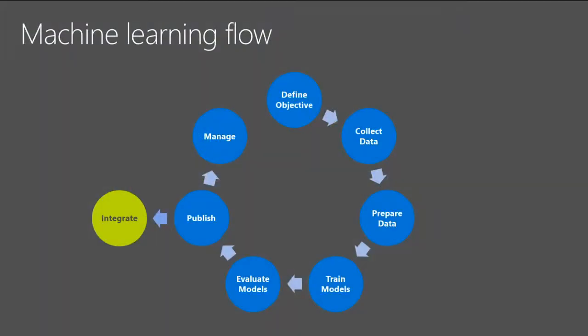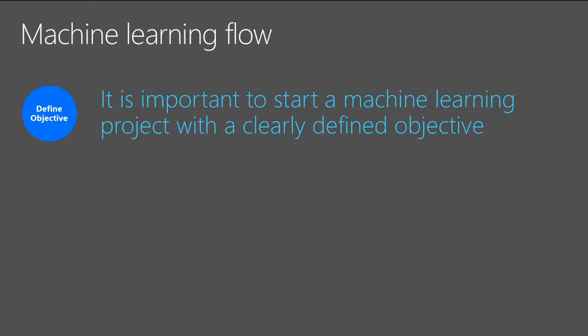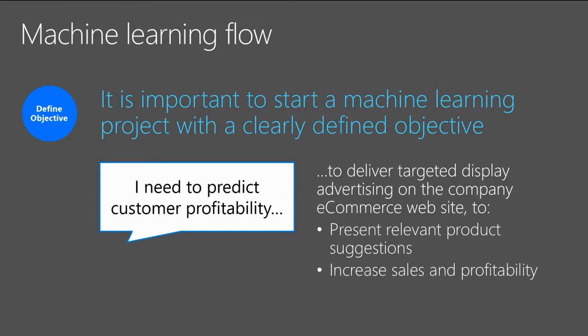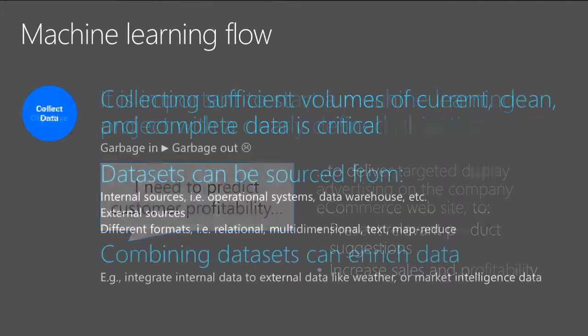All right, let's go back to the machine learning flow, and this sets up the agenda for a series of demonstrations, starting with defining the objective. A reminder here that it's important to start with a clear and well-defined objective. Today that will be, I simply need to predict customer profitability to deliver targeted display advertising on the company e-commerce website, in turn to present relevant product suggestions and hopefully to increase sales and profitability. So it's nice to have that type of objective that you can always refer to. Are we on track with meeting this objective?